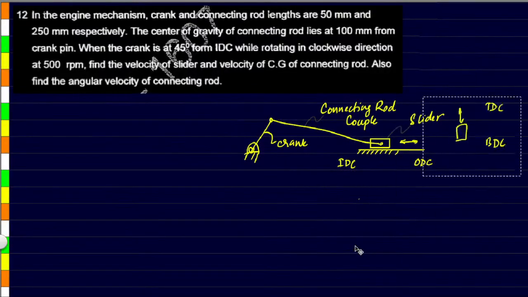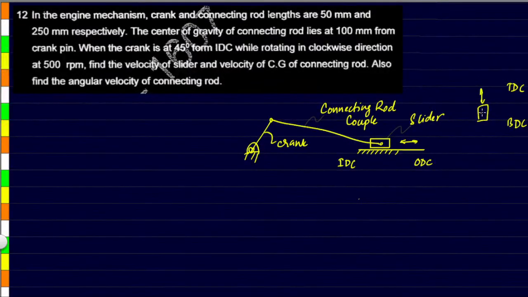Let me just place it on the side here. When the piston is like this, the coupler will be like this, and the crank will be like this, and of course the crank will be rotating about this center, and the piston will be moving up and down. We'll have some kind of cylinder fixed here. So these are the definitions of inner dead center, outer dead center, top dead center, bottom dead center.